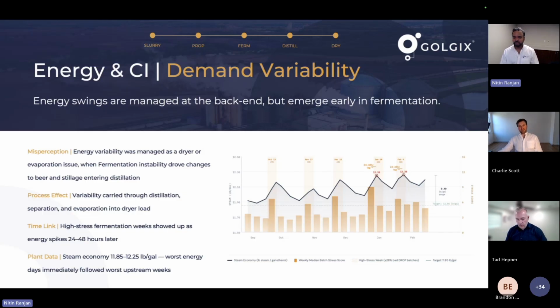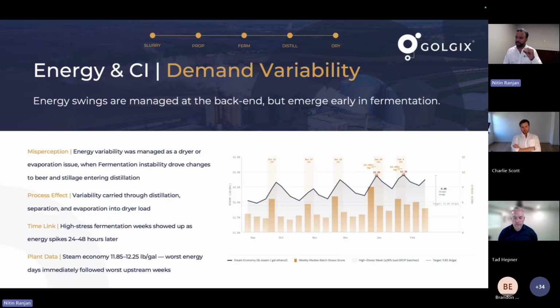You already know dryer behavior changes with feed quality. The point is most plants don't measure the connection. When you do, that intuition becomes actionable. You can see the energy hit coming before it arrives at the dryer. So what we were saying earlier, you can have foresight that, okay, now I will have a dryer fluctuation or variation coming in.